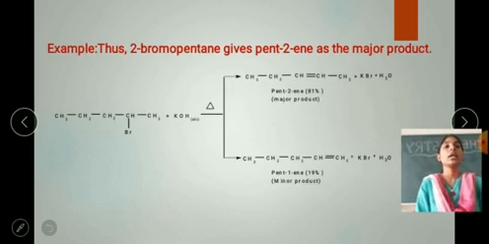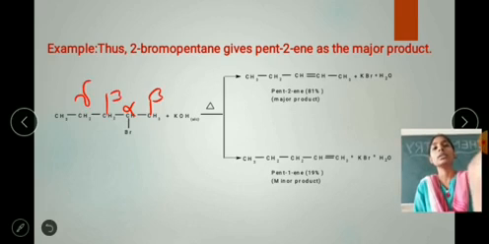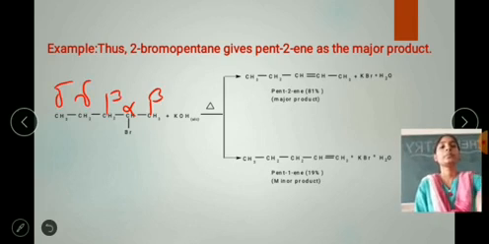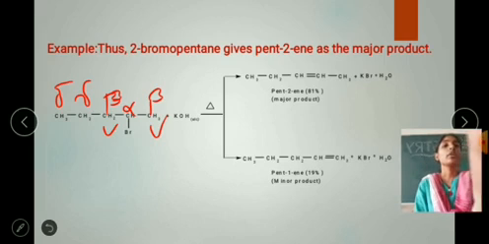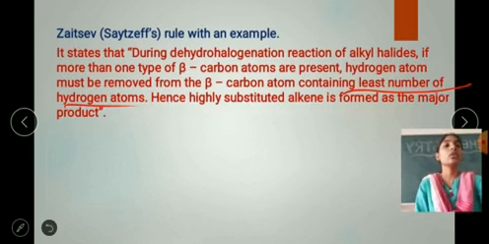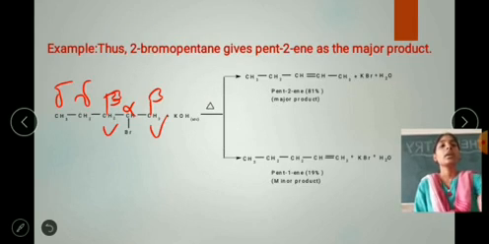Here you can see this is an alpha carbon atom, this is a beta carbon atom, this is also a beta, this is gamma, this is delta, right. We say this is beta, this is beta, it can be considered so. This can also be considered as a beta. So according to the Saytzeff rule, what it has told, the beta carbon atom containing the least number of hydrogen atoms, so here you can see this will give a major product.